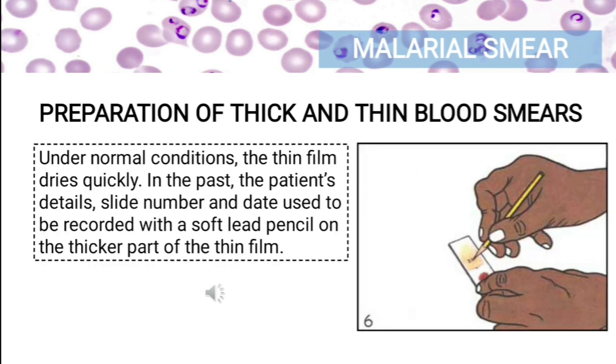Under normal conditions, the thin film dries quickly. In the past, the patient's details, slide number, and date used to be recorded with a soft lead pencil on the thicker part of the thin film. Now, in modern times, preferably frosted slides should be used and the frosted part used as the label. Using the thin film as label is no longer recommended nowadays.